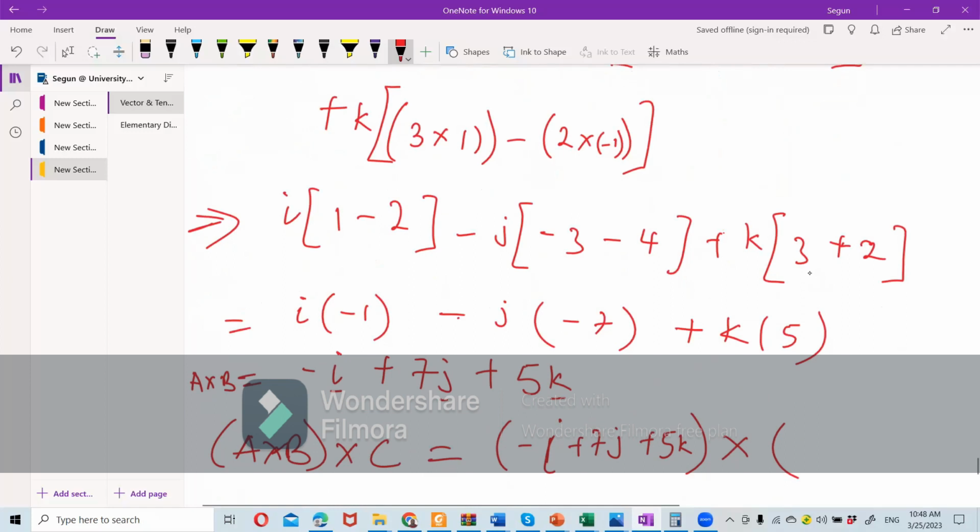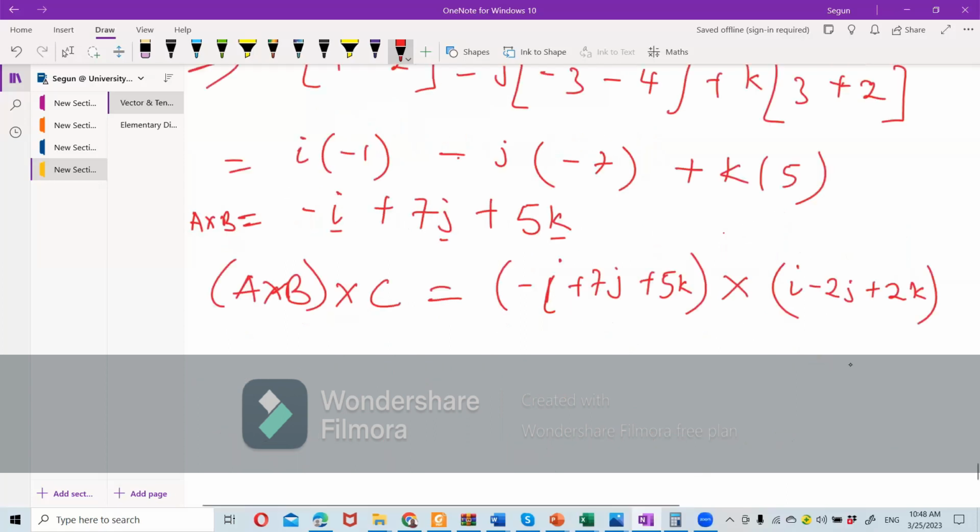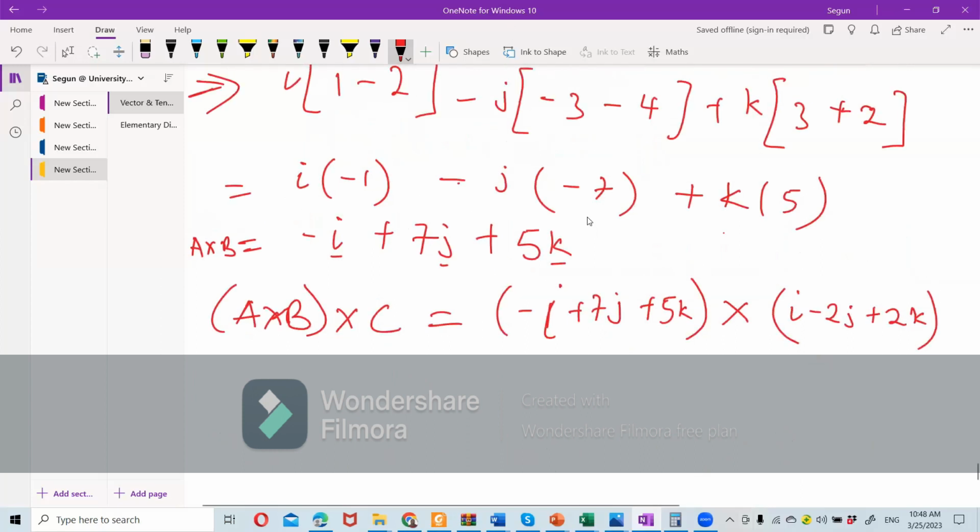Can you call C for me from your notes? Okay, C is I minus 2J plus 2K. So we can now form, can we all solve it, please? Can you solve this one? Let me see whether we get it. Everybody try it the way we solve this one. Then we'll compare our answers together.